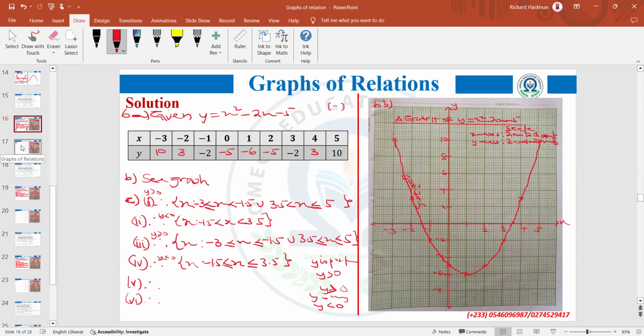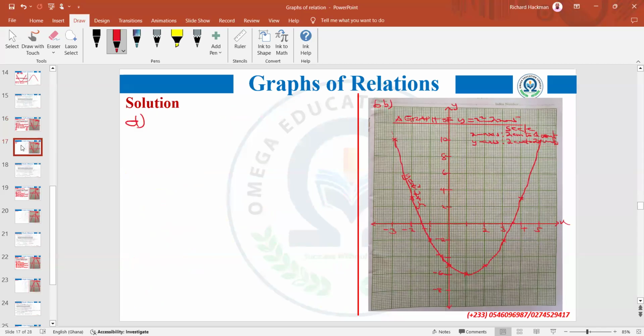What I'm going to do is write the relation here. So I will write y is equal to, I was given, x squared minus 2x minus 5. So that's my graph.